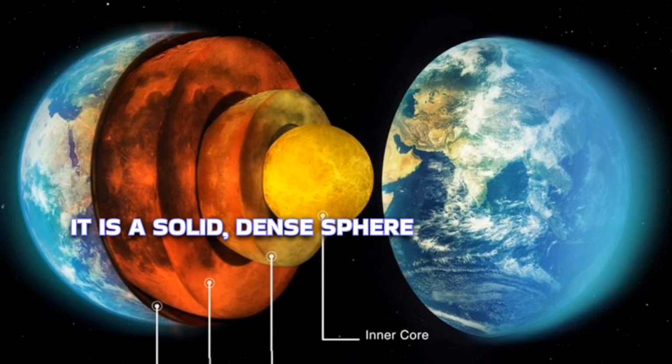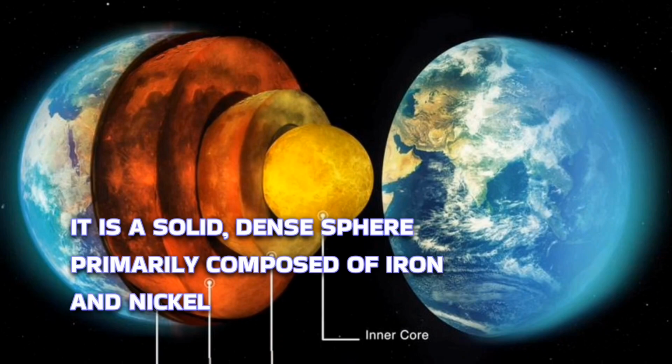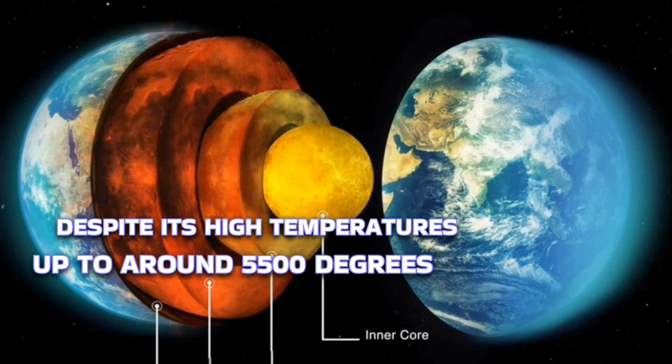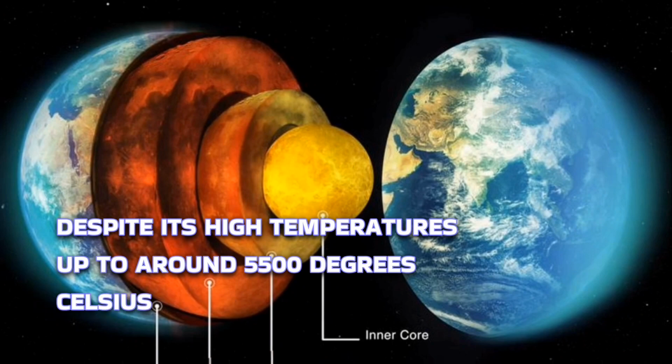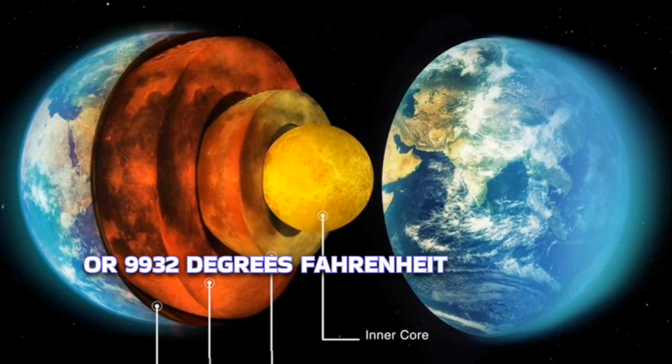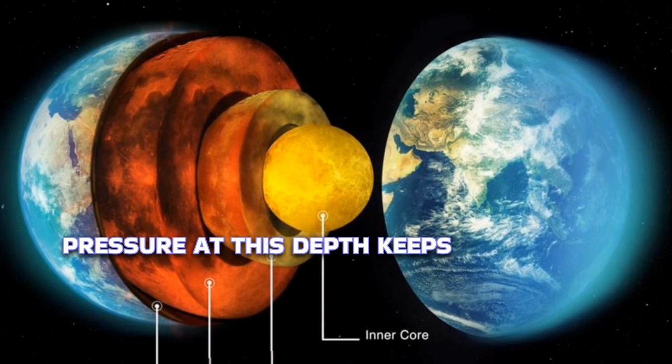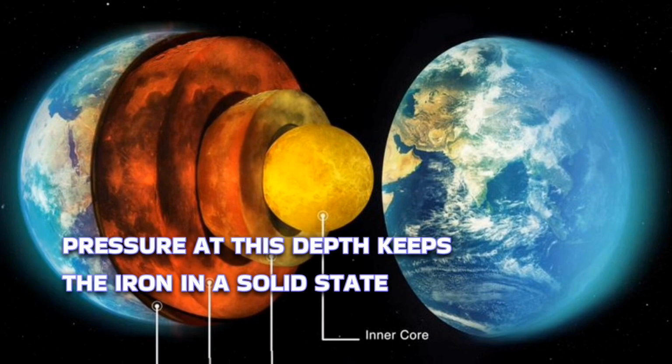It is a solid, dense sphere primarily composed of iron and nickel. Despite its high temperatures, up to around 5,500 degrees Celsius or 9,932 degrees Fahrenheit, the immense pressure at this depth keeps the iron in a solid state.